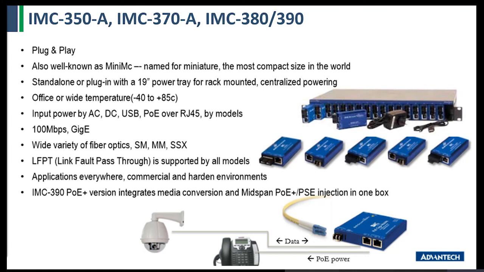Both IMC 380 and 390 series support power over Ethernet. It means they can act as power sourcing equipment. IMC 380 series has a power budget of 60 watts, which can power up to 2 powered devices. In this case, it can power both an IP camera and an IP phone, as we see from the picture.